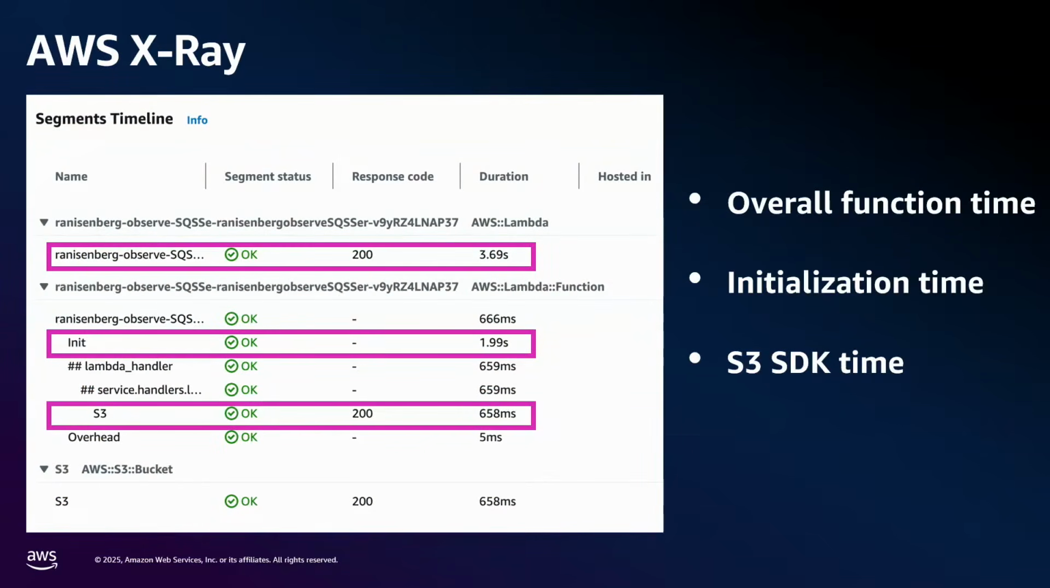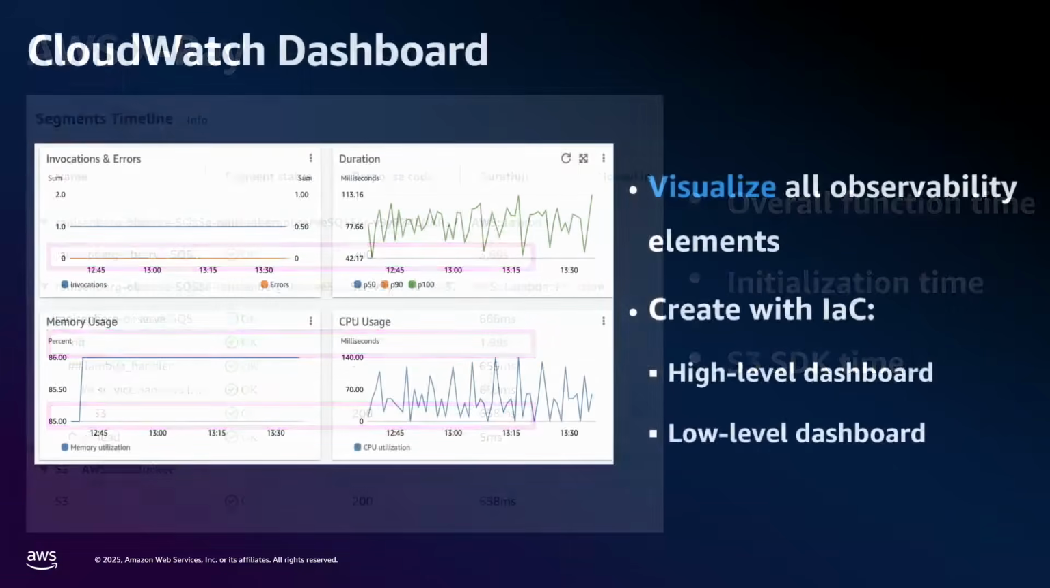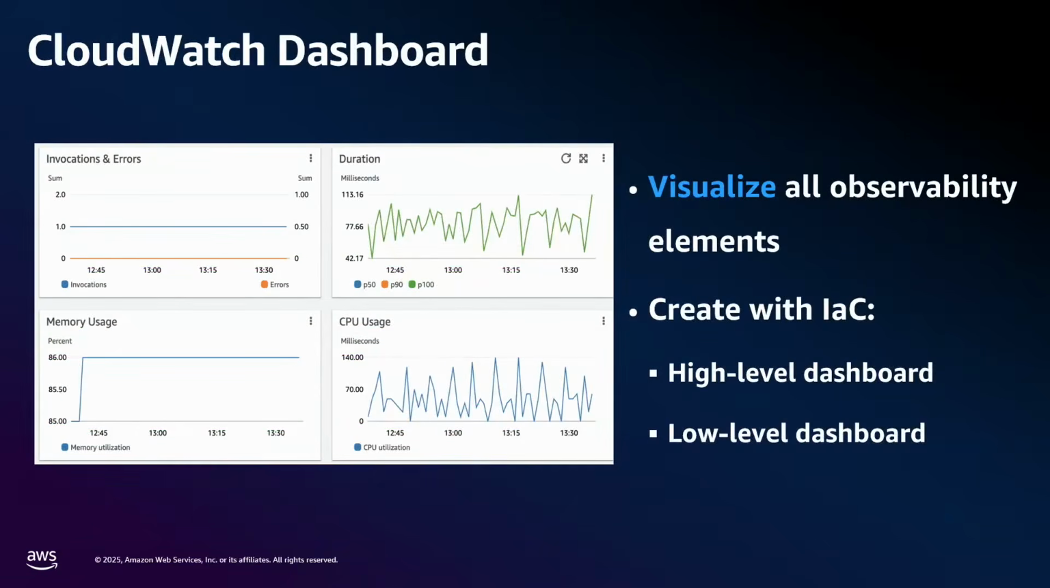And to help you identify performance issues, there's also X-Ray, which gives you some really useful insights, things like how long it took Lambda to cold start, the initialization time, and how long it took your function to talk to different AWS services through the AWS SDK. And you can also use CloudWatch dashboards to help you visualize and watch out for the trends in your metrics.